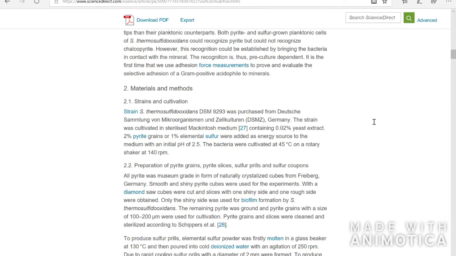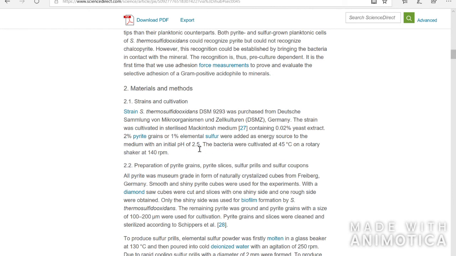And I guess I'll just tell you now that all bacteria, all living things, need certain elements to survive. So it's no surprise that they added sulfur. I mean, I don't know how to explain that. So again, they used Macintosh medium. You probably don't know what that is. And they made it by adding these ingredients.